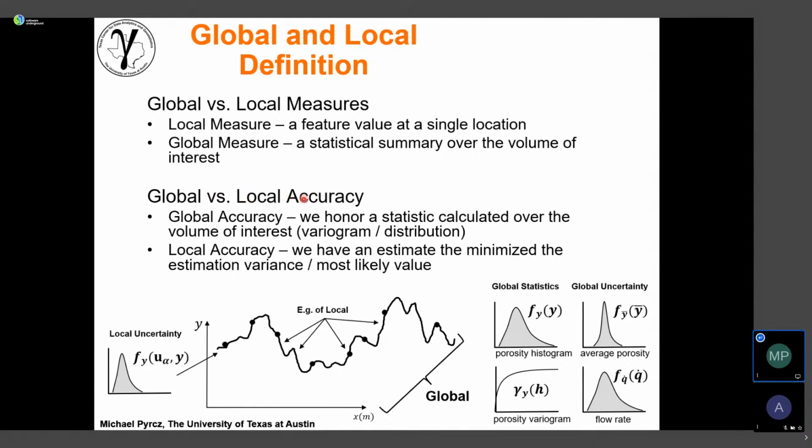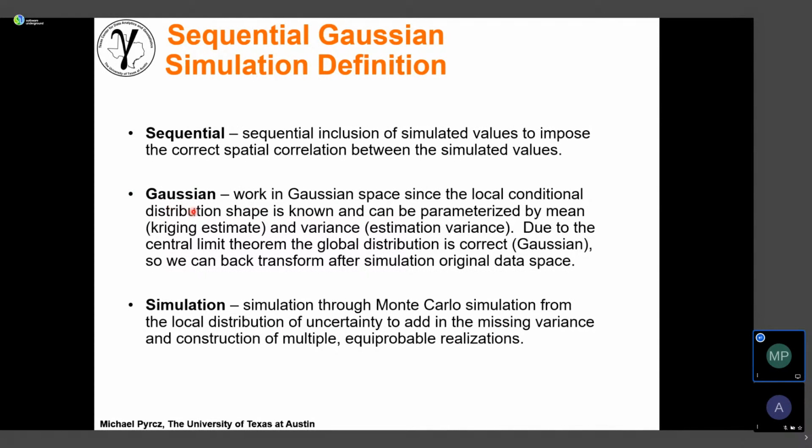Global versus local accuracy. Now that we've defined this, global accuracy is we honor the statistic calculated over the volume of interest, the variogram, the distribution, the recovery, and so forth. Local accuracy is we have the best estimate that minimizes estimation variance, the most likely value at each location. You cannot do both. You cannot build a model that has the best global accuracy and local accuracy. You have to pick one or the other. If you pick local accuracy, you're doing estimation. If you're doing global, you're doing simulation.